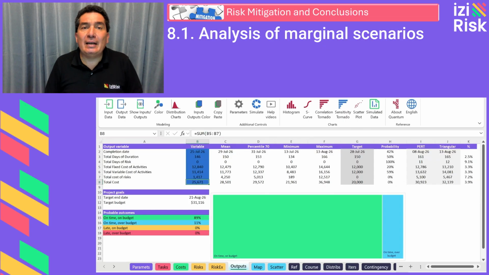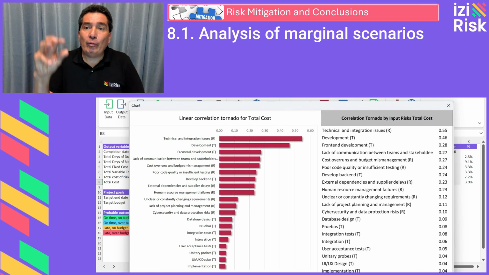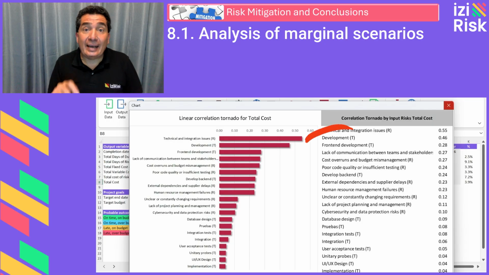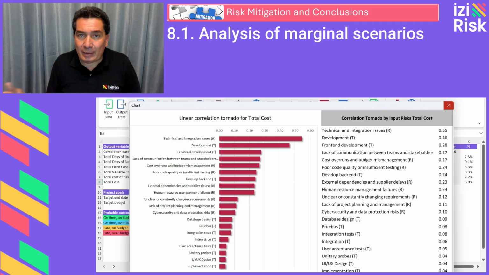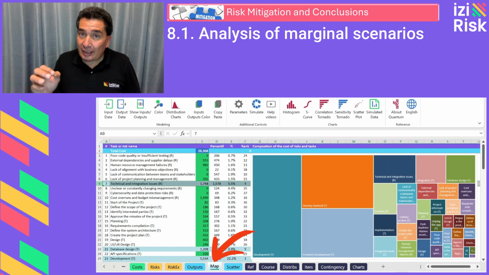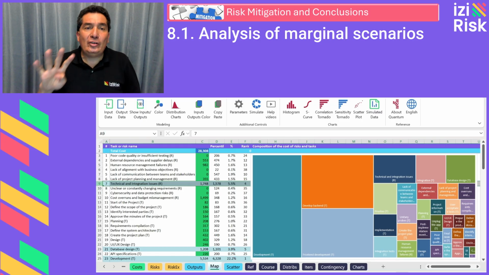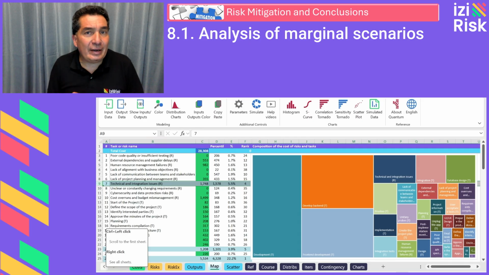So we first identify the risk. As we saw in lesson 7.4, we can detect the most significant risks using a correlation tornado chart on cell B8, total cost. In this analysis, the second most impactful factor is the risk of technical and integration problems, only surpassed by the development task. Another way to identify it is through the risk map sheet discussed in lesson 7.5, where this is risk number 7, and it is among the 4 top risks with the highest potential impact according to the 70th percentile.